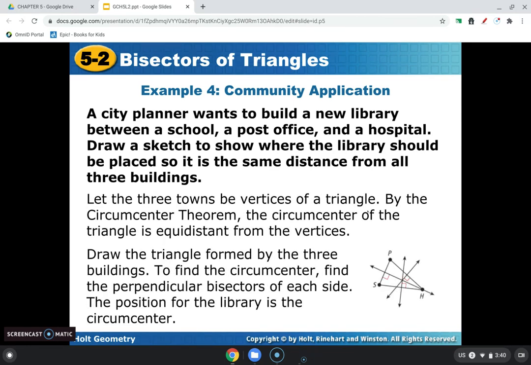And you don't really need to draw the picture. I'm just interested in knowing that it's the circumcenter.